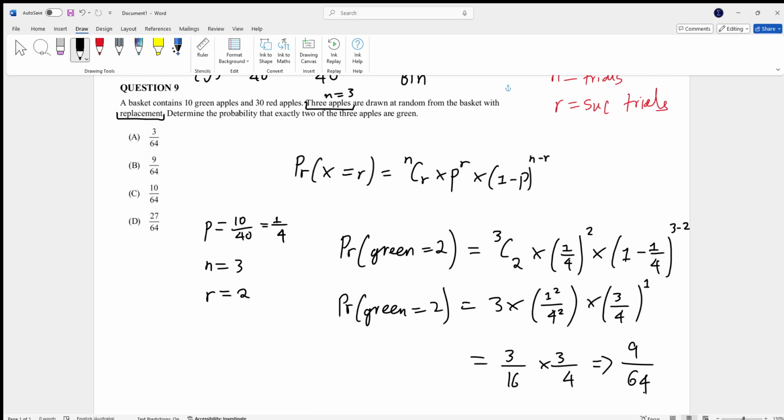So the probability that if you have 10 green apples, 30 red apples, you draw 3 of them, and you want the probability that exactly 2 of them are green, it doesn't matter the order, it will be 9 over 64. So the correct answer here is B.